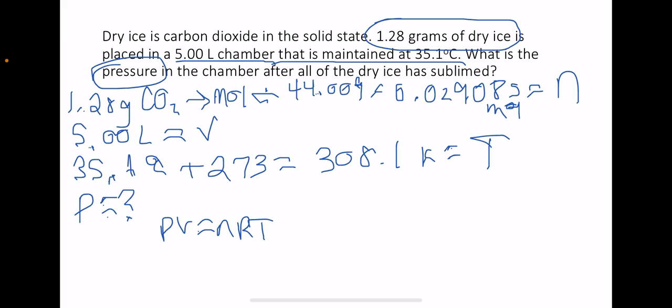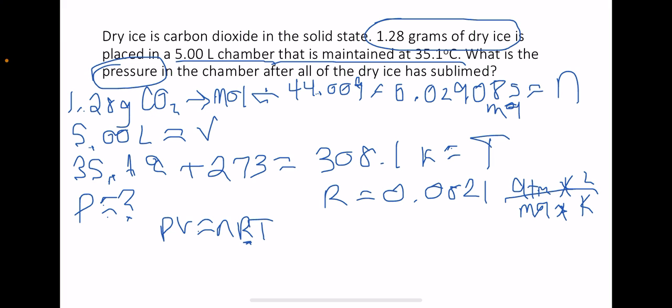But with that, we do need to figure out which R we want to use. Since we want to know what the pressure is, we're just going to assume that we're going to be in atmospheres. So that means our R is going to be 0.0821. And remember, the units for that are atmosphere liters per mole Kelvin. So we're in atmospheres, liters, moles, and Kelvin. We need to make sure we have all of that correct, and then we can start plugging things in.